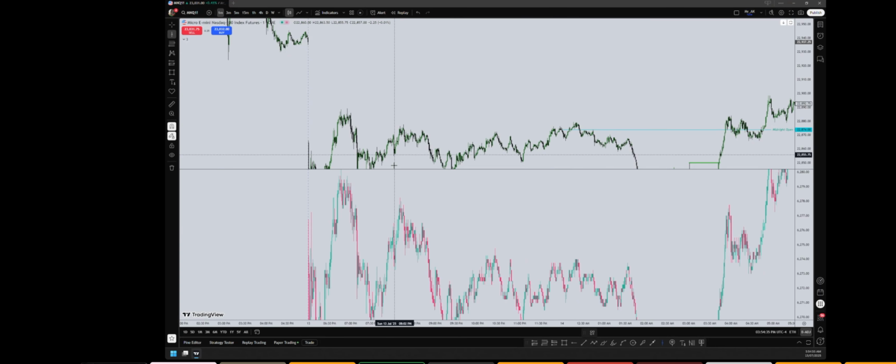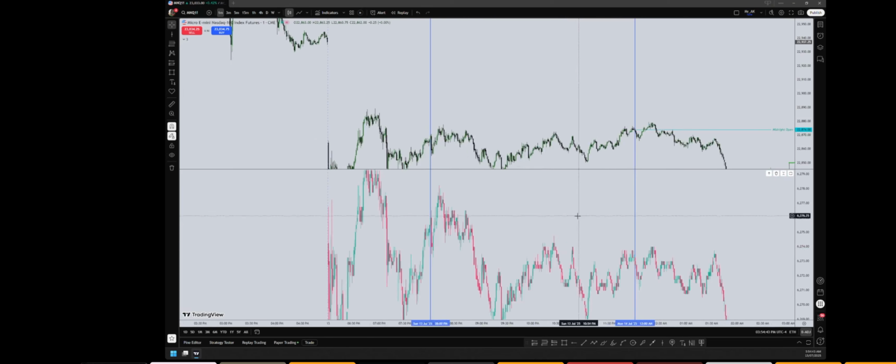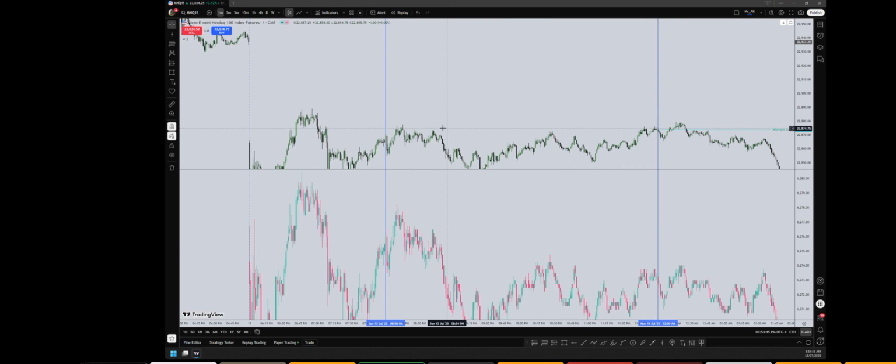8 p.m. to 12 a.m. This is your Asia kill zone. At exactly 8 p.m. to 12 a.m., this is your Asia kill zone. So Asia buy side was here and here.